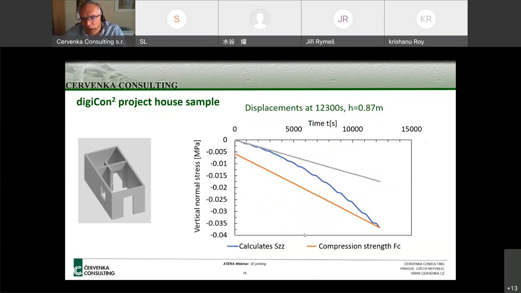This graph is plotting the development of the compressive strength of the material, which is this orange line, and the blue line is the highest principal stresses, the highest stresses in the vertical direction that we observe in our structure. And it was actually interesting to see that at the point of collapse, this is the point when the compressive stresses in the structure are reaching the compressive strength.